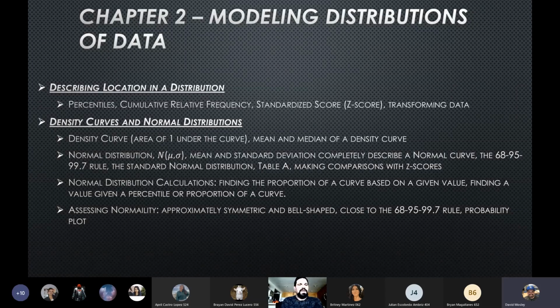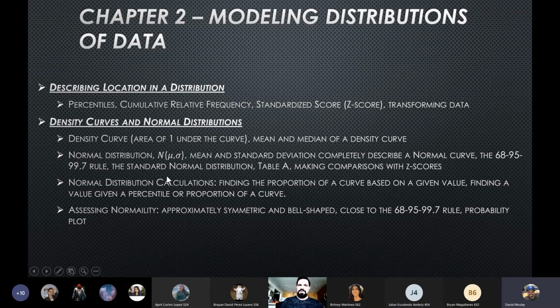Right. A density curve has an area of 1 under the curve. The mean and median of a density curve are in specific locations based on whether it's symmetric or skewed. In a symmetric curve, the mean and median will be in the same place. If the curve is skewed to the right, the tail will pull the mean away from the median towards the right. If it's skewed to the left, we get the opposite result.